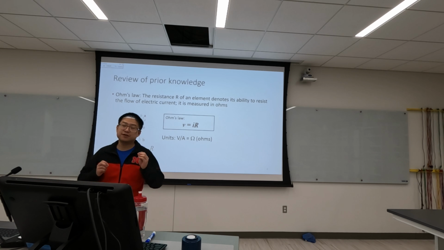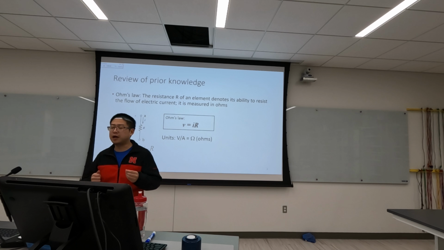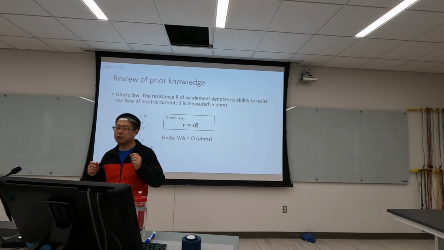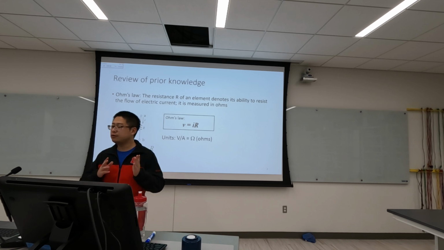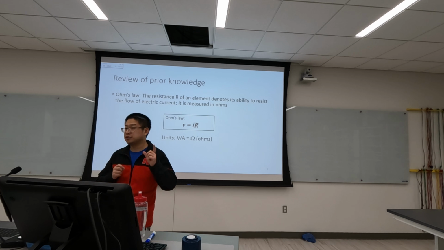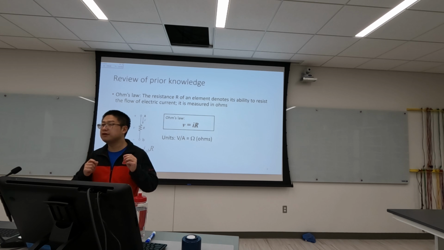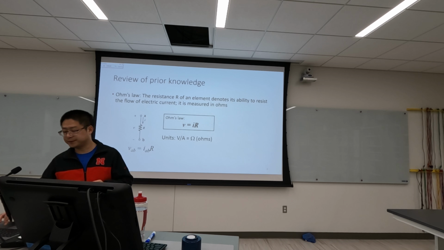Before we officially start, let's briefly review the prior knowledge that we discussed in previous lectures. The first one is Ohm's law. So Ohm's law states the relationship of voltage and current over a resistor. So if the resistance is R and the voltage is V and the current through the resistor is I, we have V equals I times R. So this is Ohm's law.